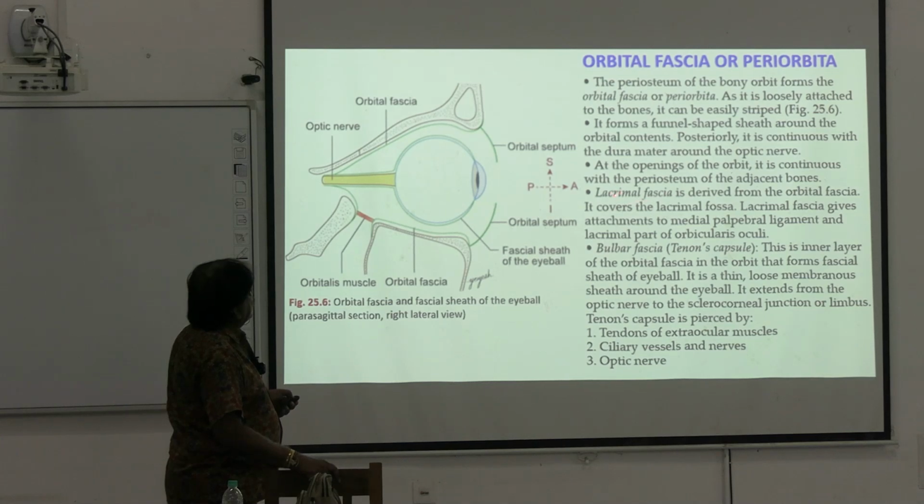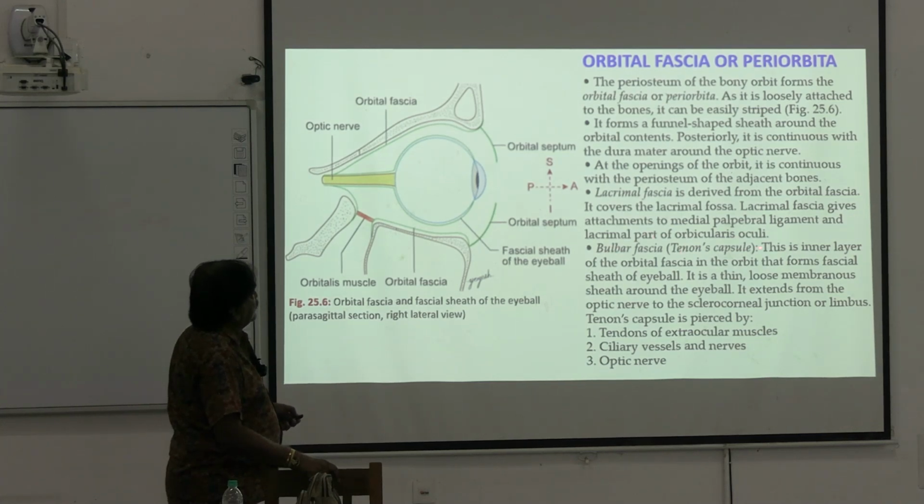Okay. Now, lacrimal fascia is derived from the orbital fascia. It covers the lacrimal fossa. Lacrimal fascia gives attachment to the medial palpebral ligament and the lacrimal part of the orbicularis oculi.